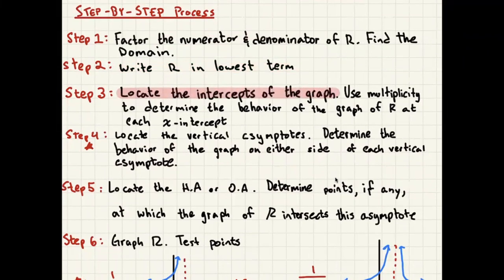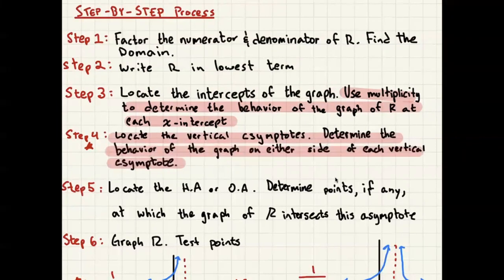Locate the intercepts of the graph. We need to find our x and y intercepts. We're going to use multiplicity to determine the behavior of the graph of R at each x-intercept. If the multiplicity is even or odd, touch or cross. Step 4 says to locate the vertical asymptotes and determine the behavior of the graph on either side of each vertical asymptote. So we determine the behavior based on multiplicity. I'll go over that. This part, that's why I have a little star, okay?